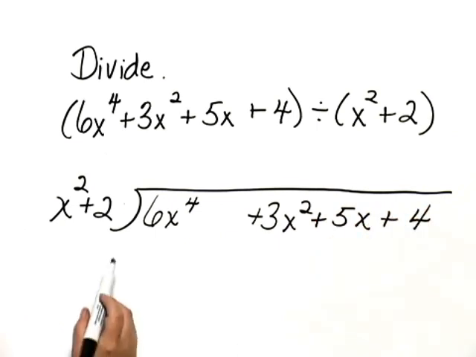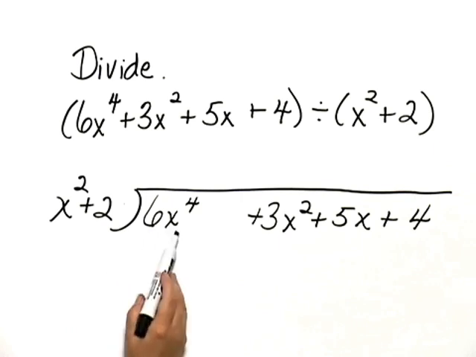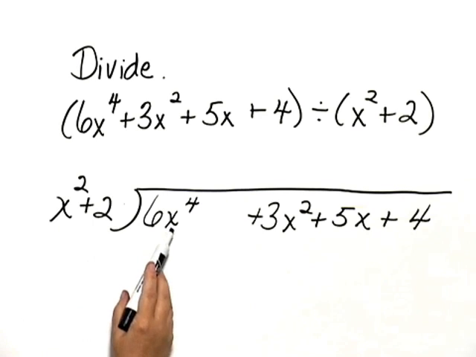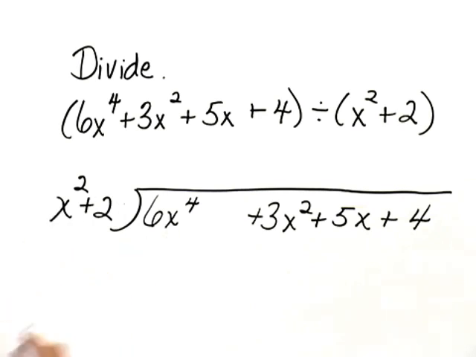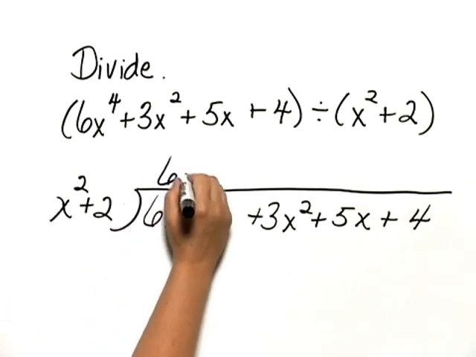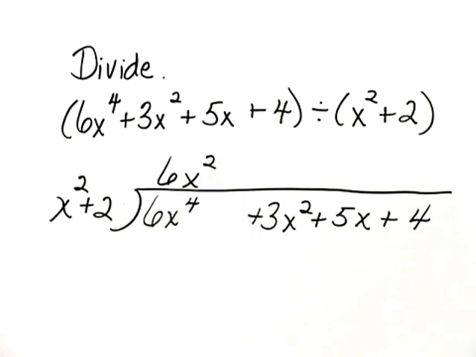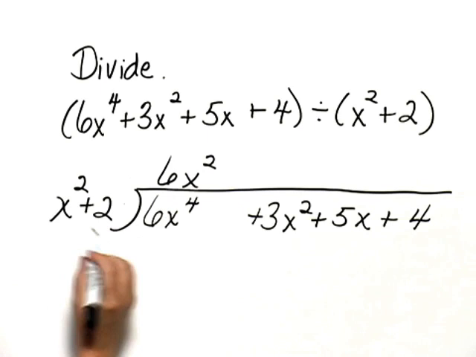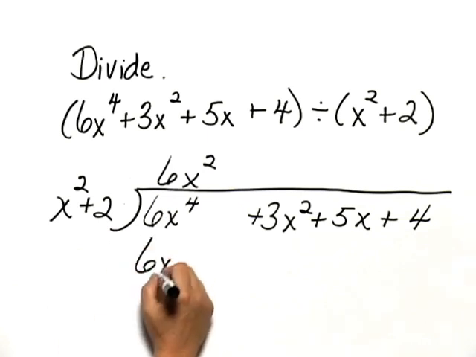When I divide, now I focus on the 6x to the fourth and the x squared. And I just think, 6x to the fourth divided by x squared is what? And the answer would be 6x squared. And I write that above the 6x to the fourth. Then I multiply 6x squared times x squared, and I get 6x to the fourth.